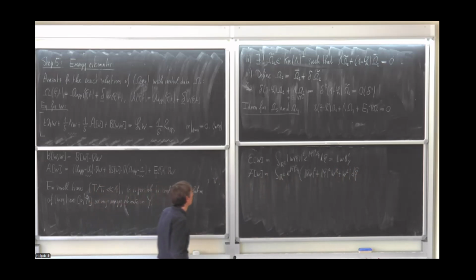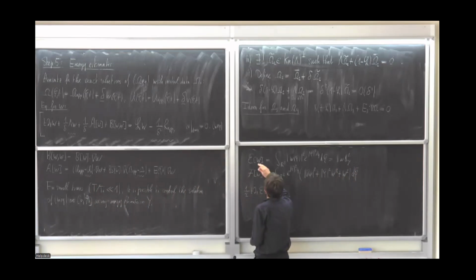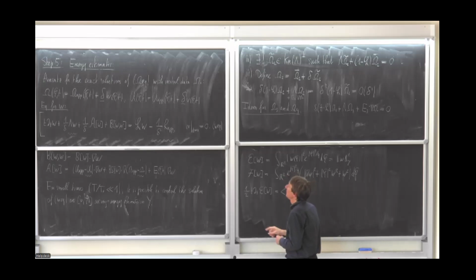Okay? So the energy estimate tells you that one half d/dT of E is the scalar product of W with d/dT of W. This energy should not be confused with the small parameter epsilon. Sorry, I will try to make it different. And d/dT of W is given by the equation.